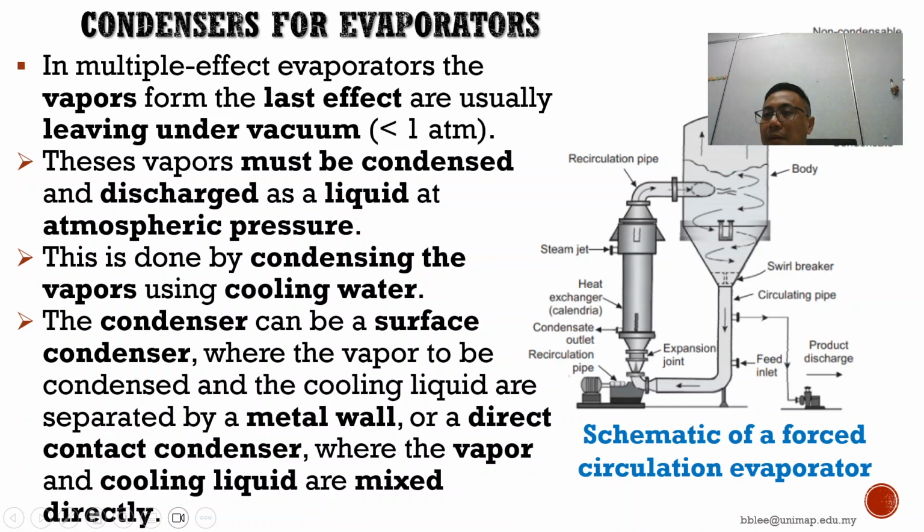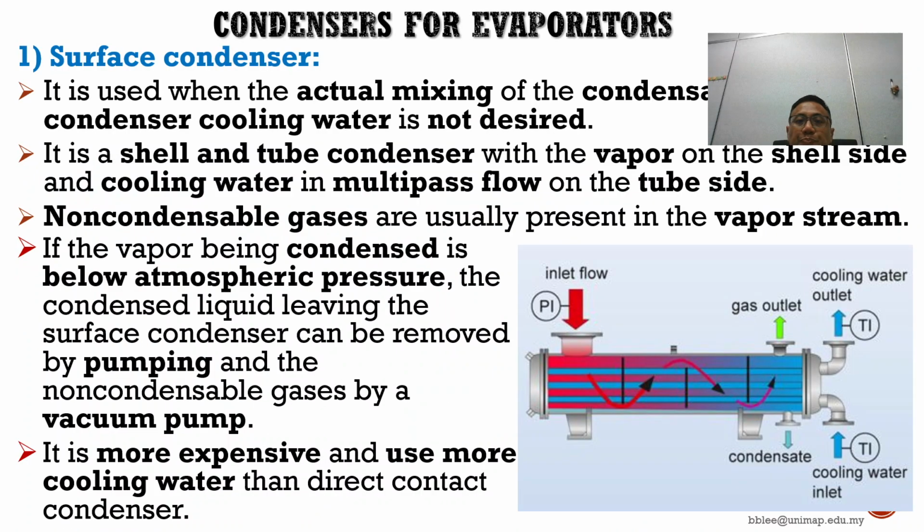The hot vapor comes out here, and then we have cold water, and then we can condense that and get condensate out from the condenser. Okay, so this is one example of the condenser, right?